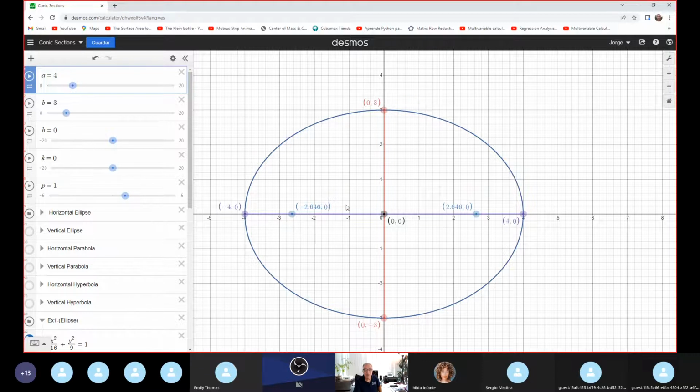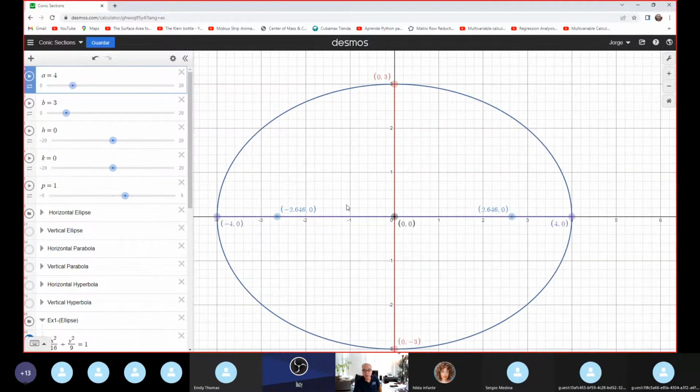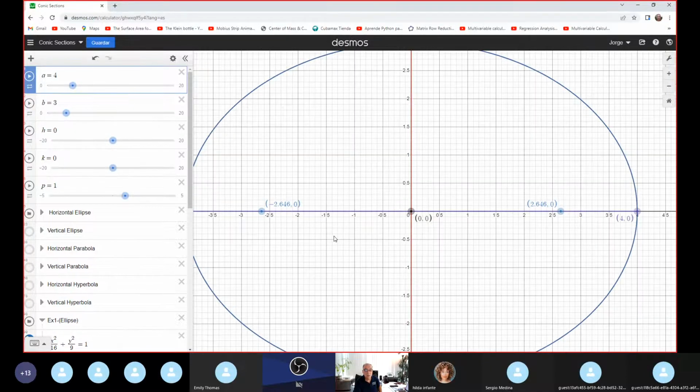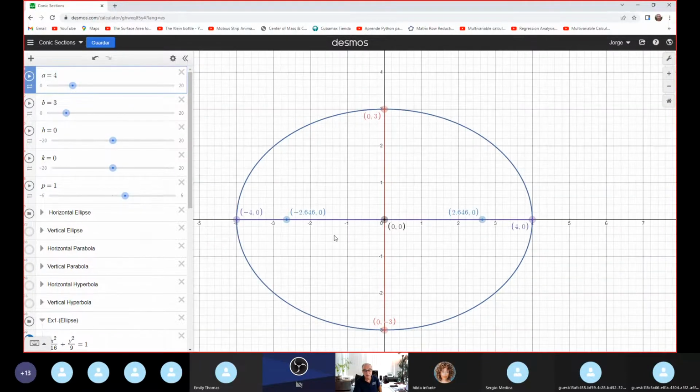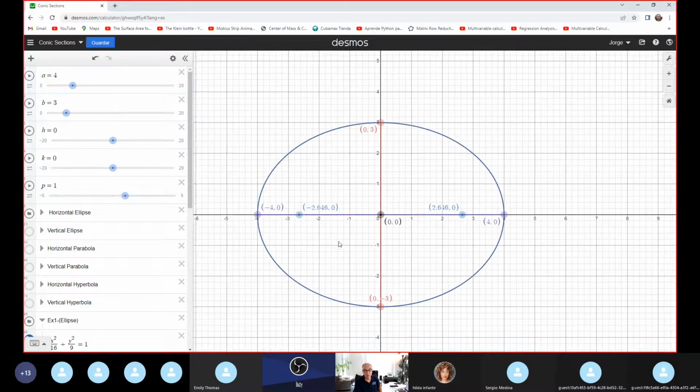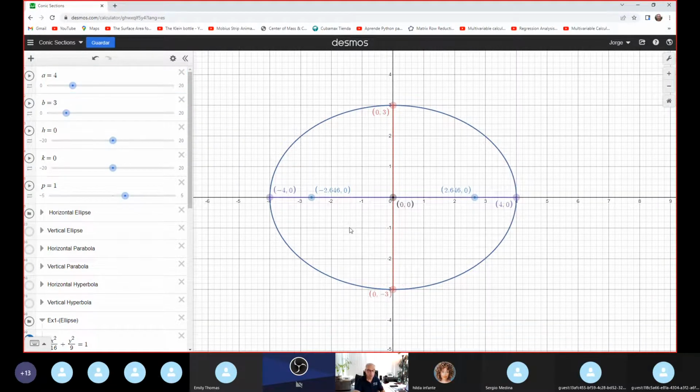And you see different colors. For example, in purple you see the semi-major axis. In red you see the semi-minor axis. In the other color, I don't see very well, the focal length. So you are doing it by hand, and of course you check it using this. Cool?